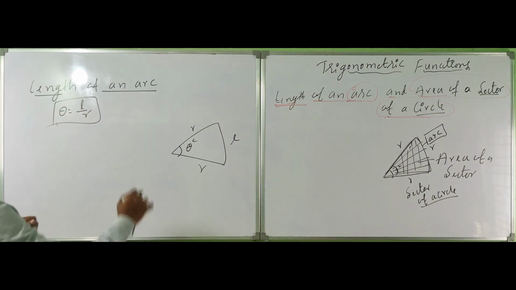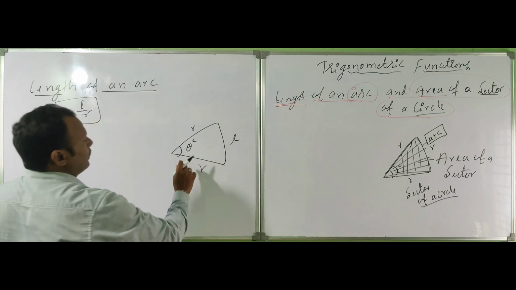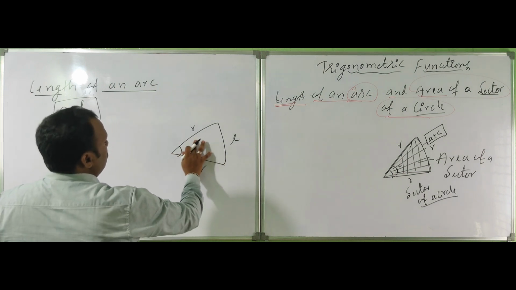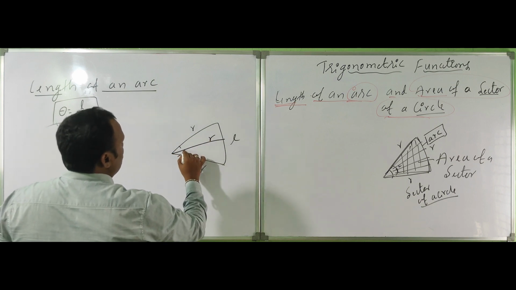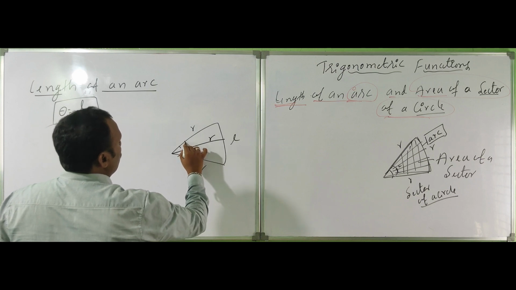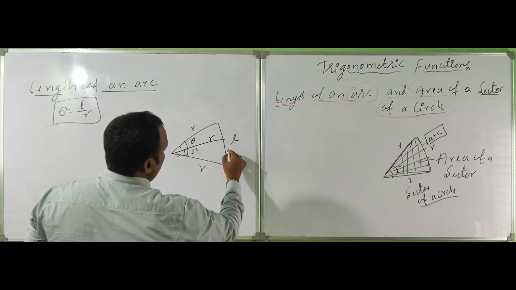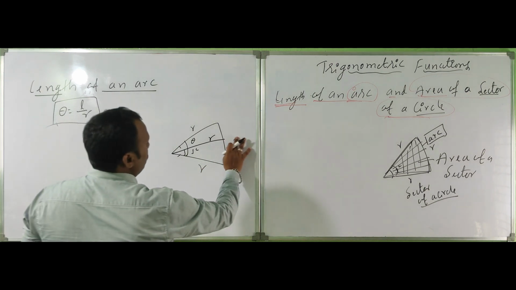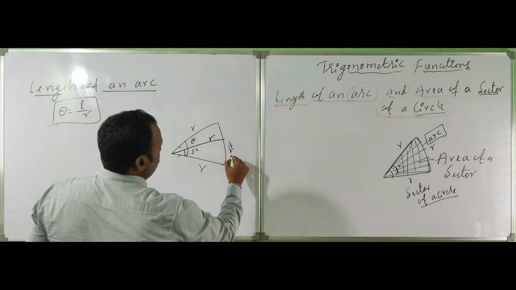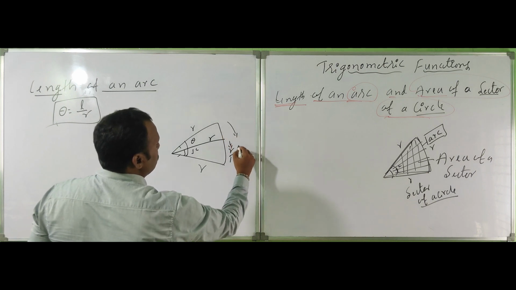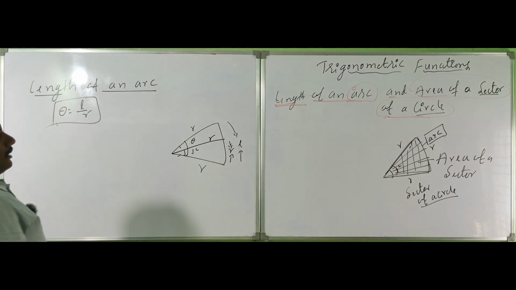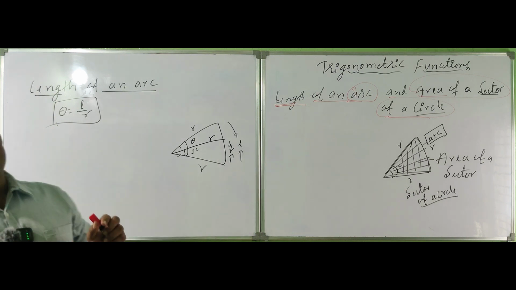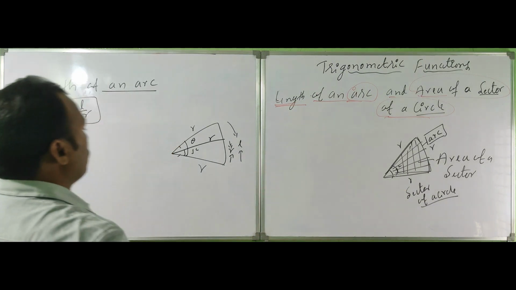Let's consider this is theta, the whole angle is theta. Here this is also R. This is 1 radian and the whole is theta. This is the arc length and this is R, and the whole length is L. Just see the corresponding angle and the corresponding arc length.